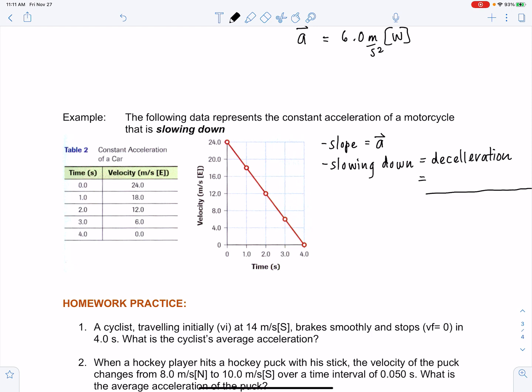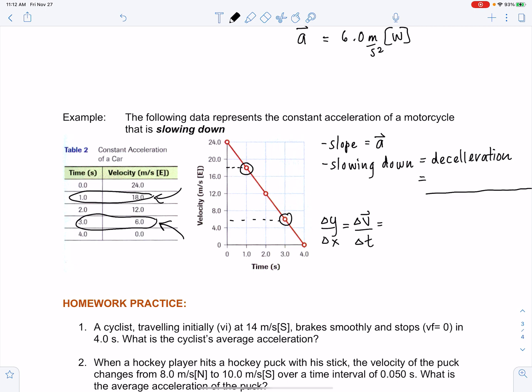We are going to find 1 second, which is here. If we read it off the graph, we'll see that the velocity is 18.0 meters per second east. And then we'll take another one at 3 seconds. If we read it off the graph, we can see that the velocity has reduced to 6 meters per second. So slope delta y over delta x is change in velocity over change in time, which is final velocity minus initial velocity over t2 minus t1.